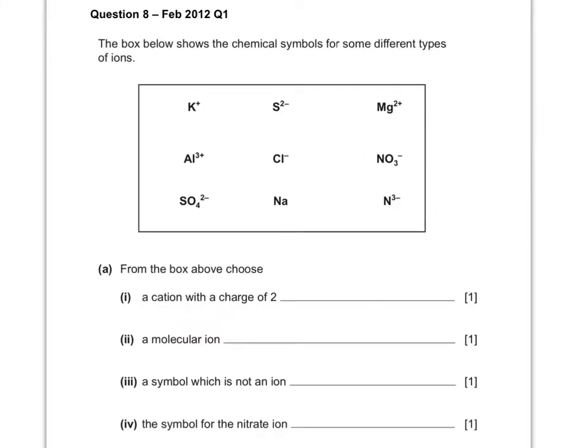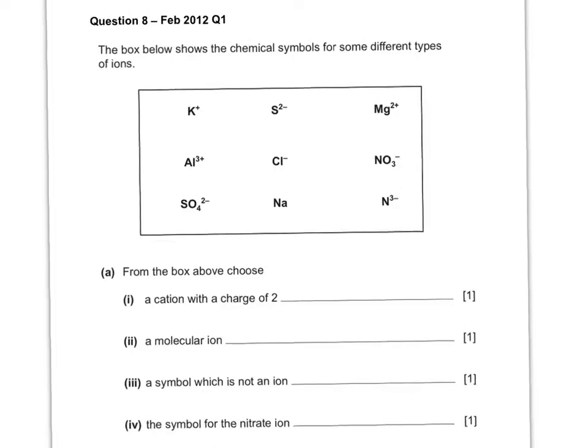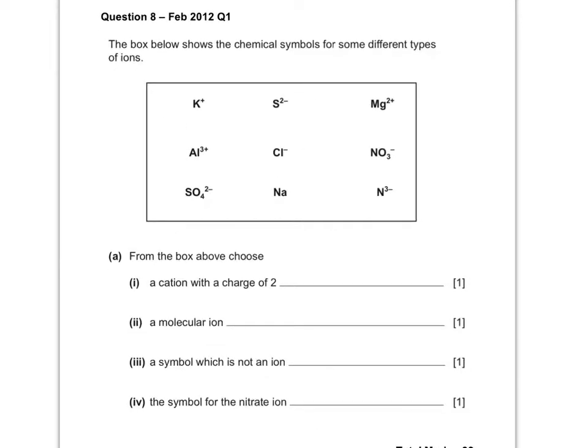Okay, and then finally question 8 was a simple formula question, but there were quite a few common mistakes made here. Key things that you needed to know were definitions, and some of those referred back to atomic structure. So it said, from the box above, choose a cation with a charge of 2. What you needed to remember is that cations are positively charged ions. Remembering also that an ion is a charged particle.